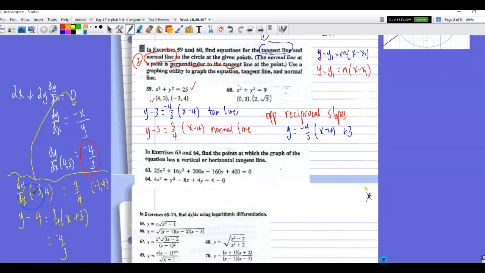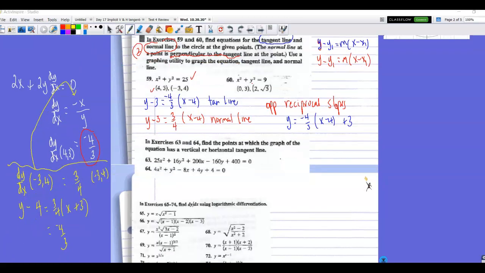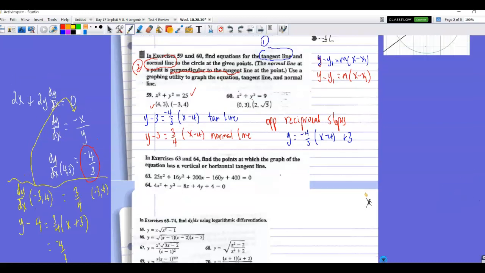And I'm not going to do number 60 because 59 and 60 are basically the same problem with different numbers in them. And I'm seeing that we're not supposed to do number 60 anyway, so that works out nicely.